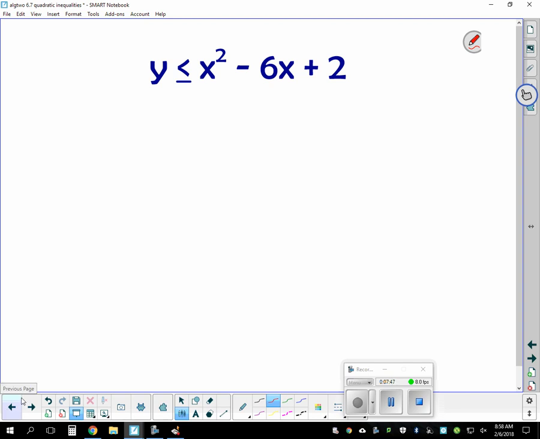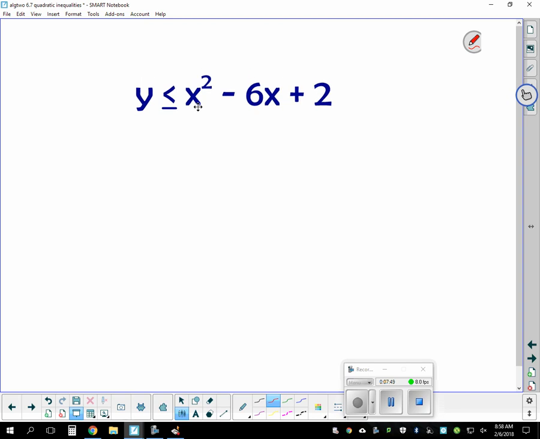Okay, so here is a quadratic inequality. We're going to work with them generally in standard form. You could work with these in vertex form too. It's just most of the time they're going to give them to you in standard form. And we're just simply going to do this in our calculator.